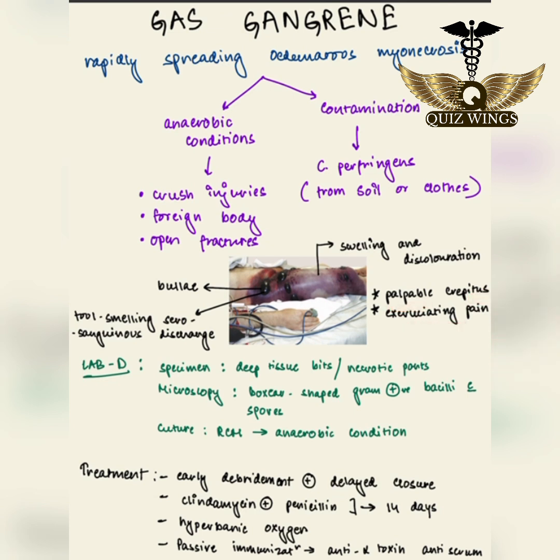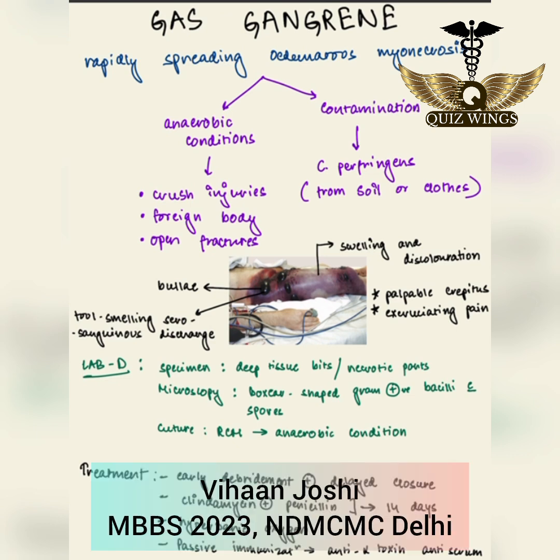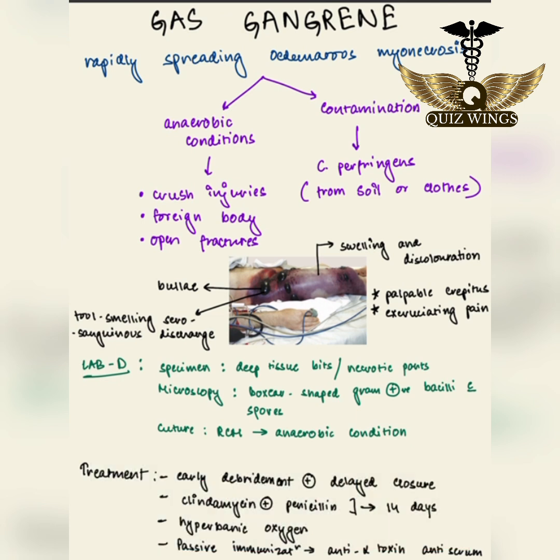So how do you diagnose it in the lab? Basically, you have to take deep tissue samples and parts which are necrosed, but they should not be superficial. Otherwise, the result will not be ideal. So in microscopy, you can see boxcar-shaped gram-positive bacilli without spores. These indicate Clostridium perfringens, and culture is done on Robertson cooked meat broth in anaerobic conditions.